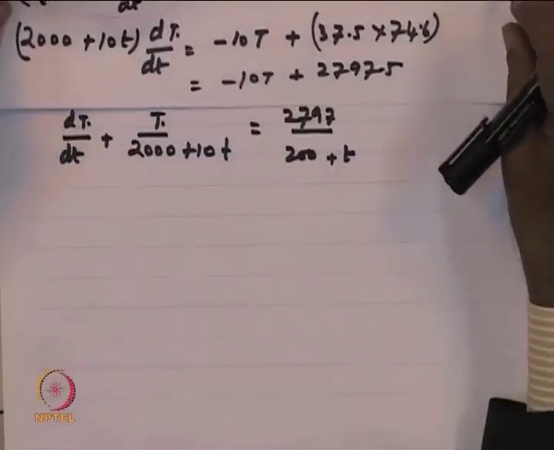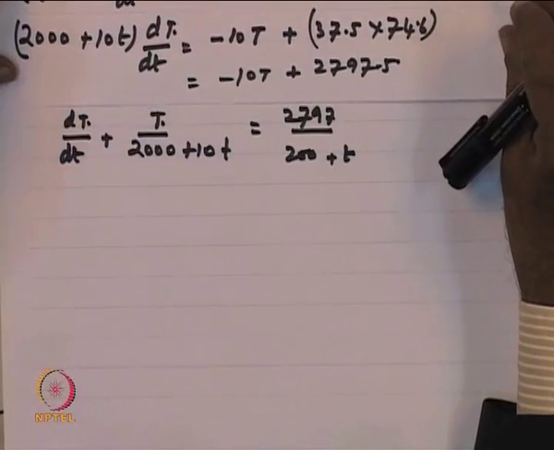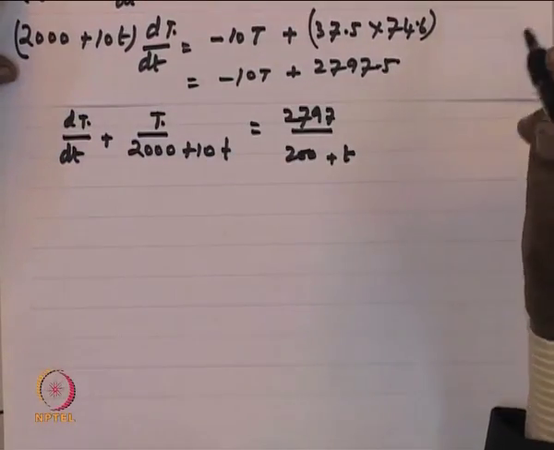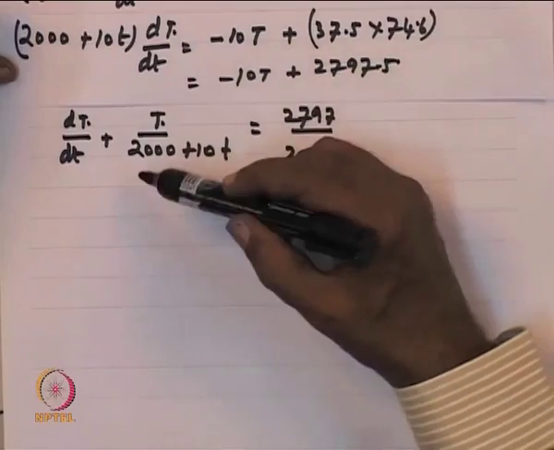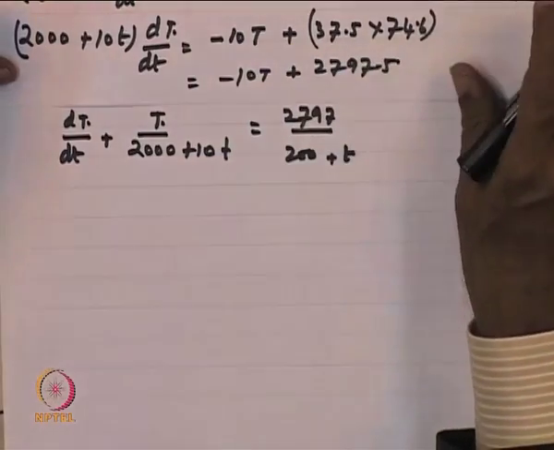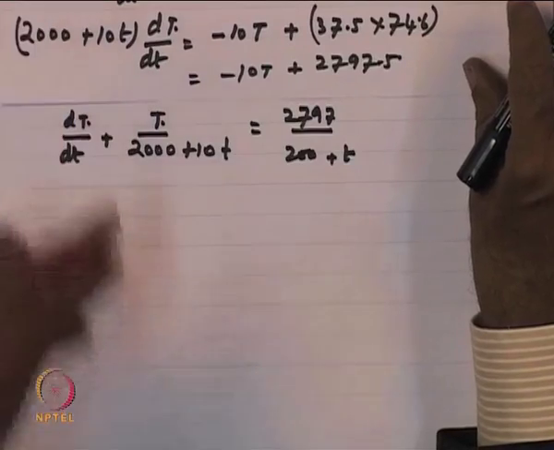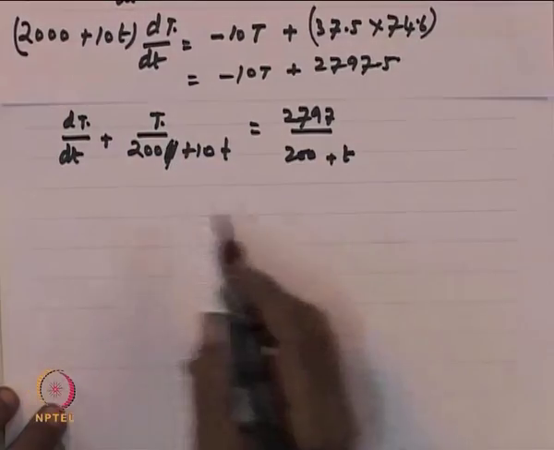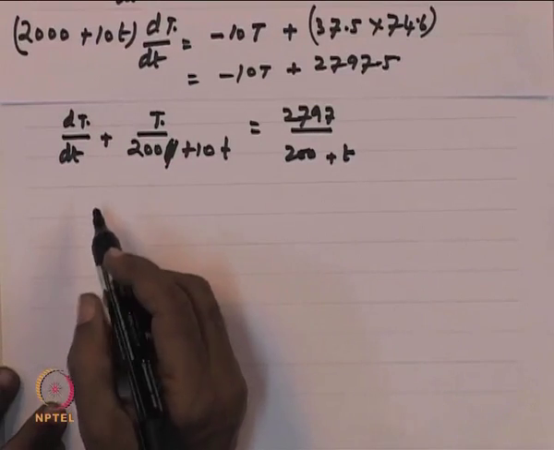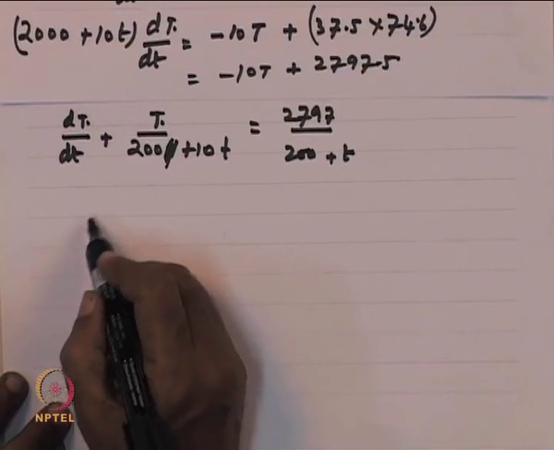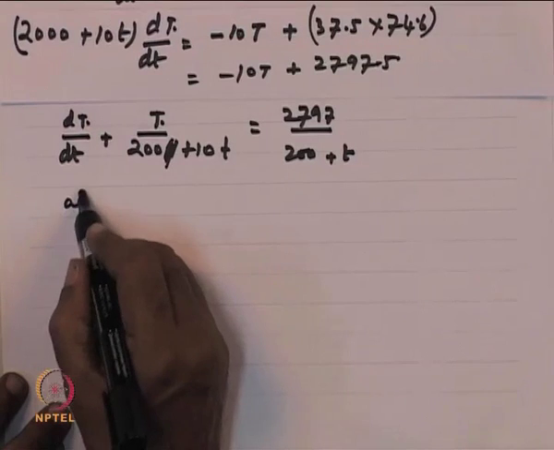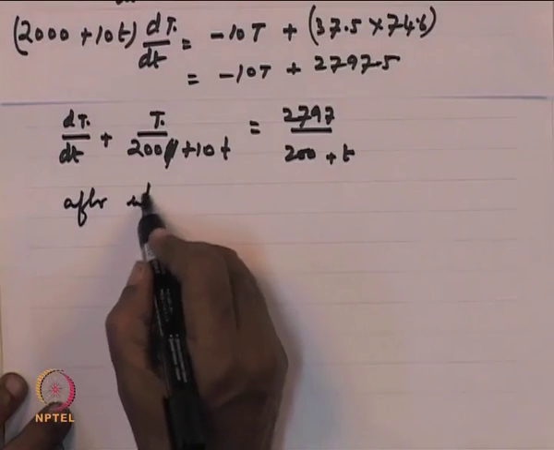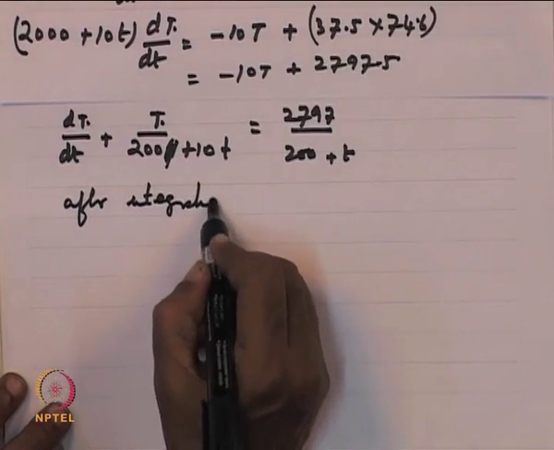I will put it here. So, dt, I am dividing t divided by 2000 plus 10 t, okay, 200 plus t, this is not 2000, it is 200, okay. All right. Now, the integrated form, the solution looks like this. So, after integration, you can do all this, it is not very difficult to do integration.